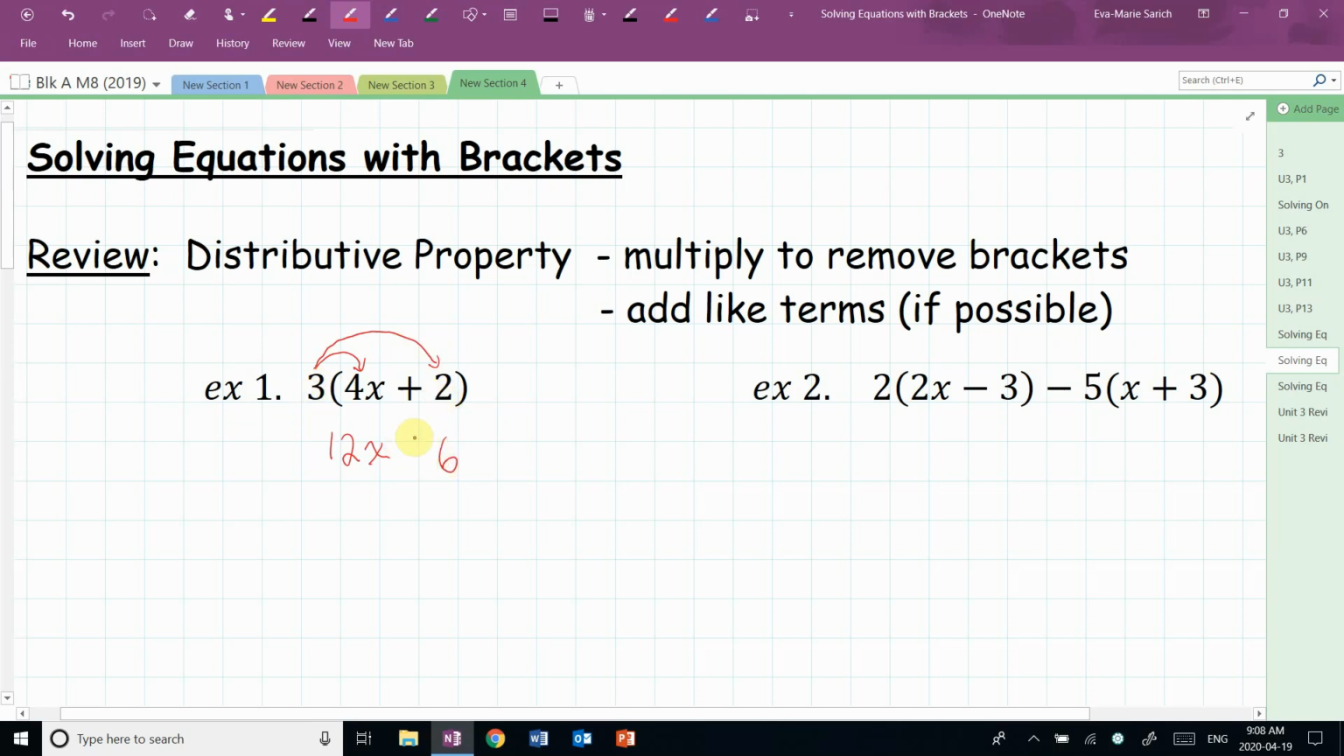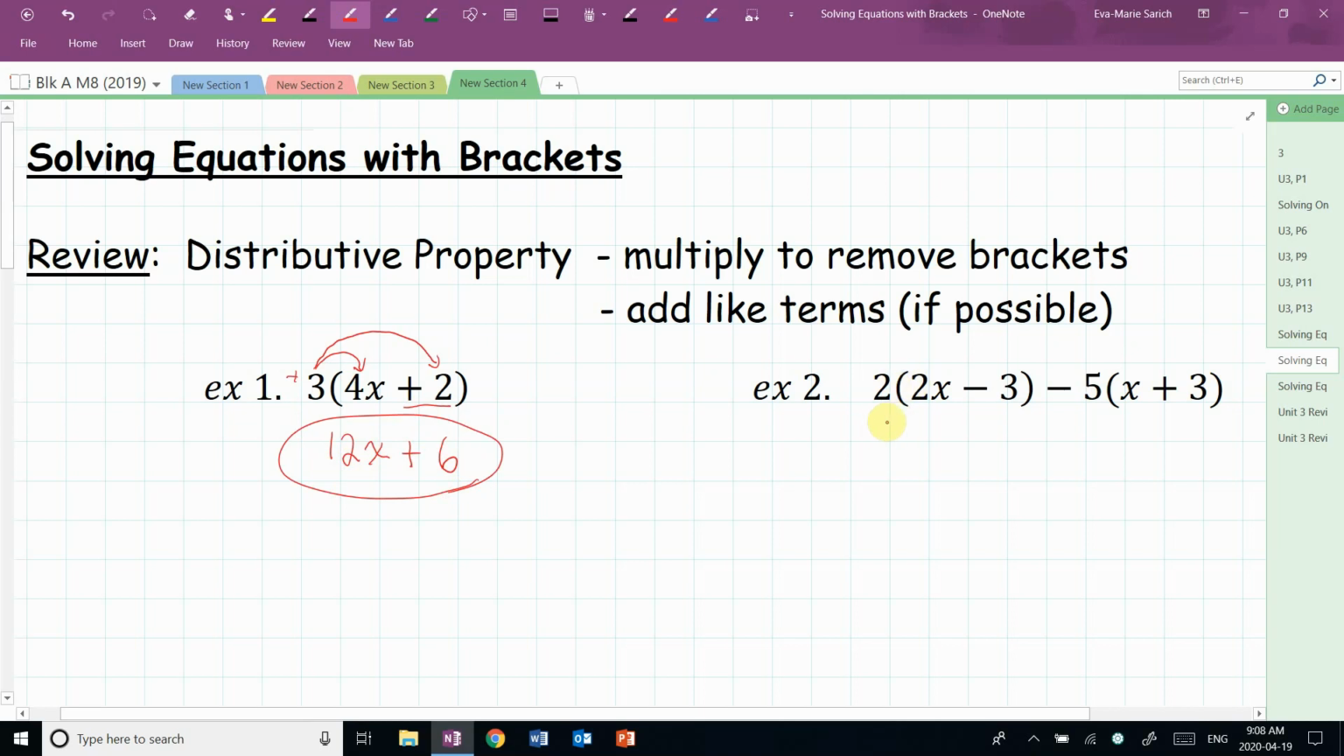And 3 times 2 is 6. Now those have to be connected by either a positive or a negative sign, and that will be determined by the sign of what we're multiplying. So this has the invisible positive times this positive, because the sign in front goes with the term. A positive times a positive is going to give us a positive, so that's going to be plus 6. Now, 12x and positive 6 are not like terms. An x term and a number can't go together, so that is, in fact, the final answer.